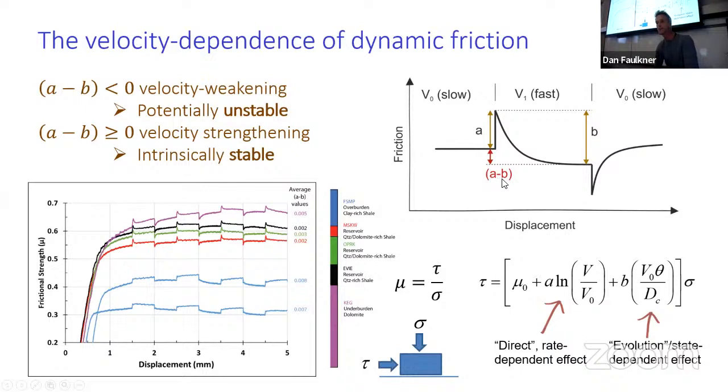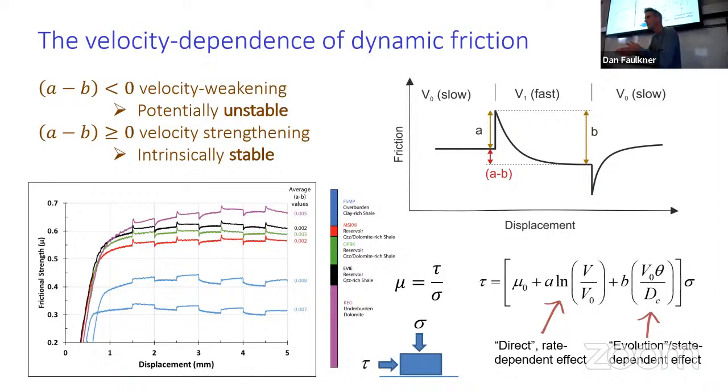A minus B. And where A minus B is negative, which means that the drop here is bigger than the rise that we've got just there, this tells us that our little model fault zone actually becomes slightly weaker when we start to slide it faster. All right, and that's really important because that's the only way that we can produce instabilities.